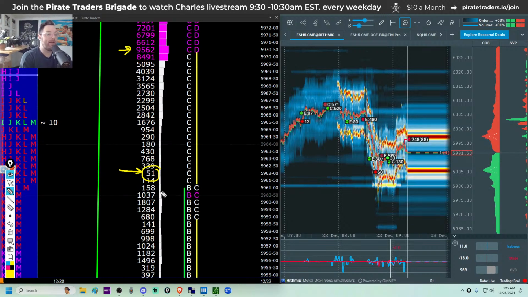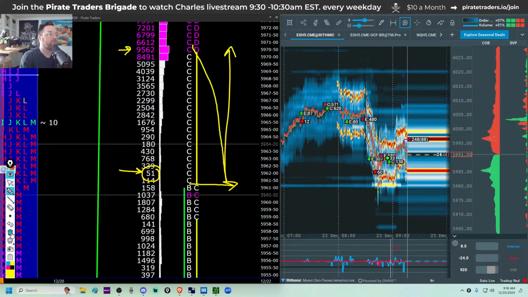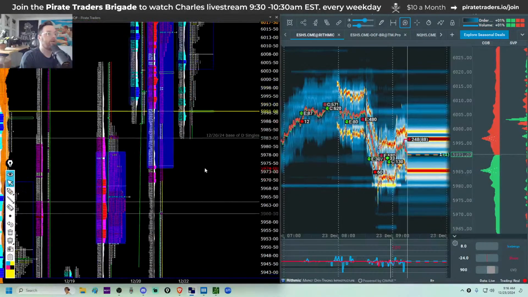That is another reason in my mind that if the market came back to the base of those single prints, it wouldn't necessarily be bearish. The market could come back there just to test it. So I'll be looking for a bounce right there, if the market comes back for it today.